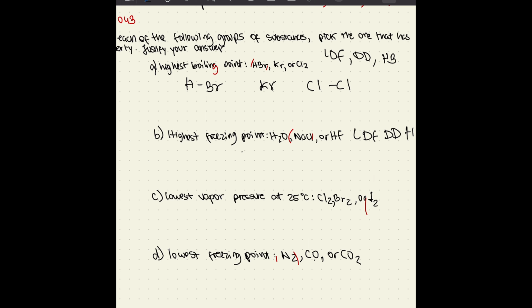Okay, so this one is polar, so it has a dipole. It doesn't have hydrogen bonding. None of them have hydrogen bonding. Each one of them has LDF for sure. And this one doesn't have a dipole moment, so it's going to be HBr.